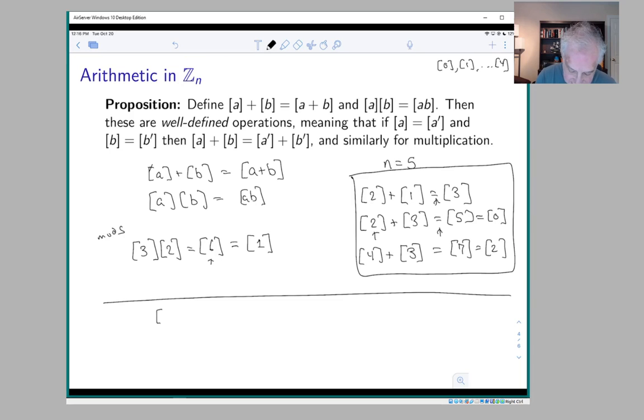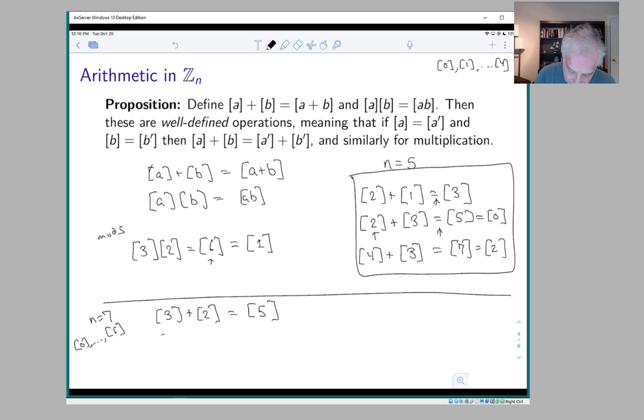Let's suppose n was 7 for the moment, and I want to add 3 plus 2 working mod 7, and there's no problem. That should be 5. And remember that the equivalence classes mod 7 are 0 up to 6. Those are our standard equivalence classes, and so that looks okay.